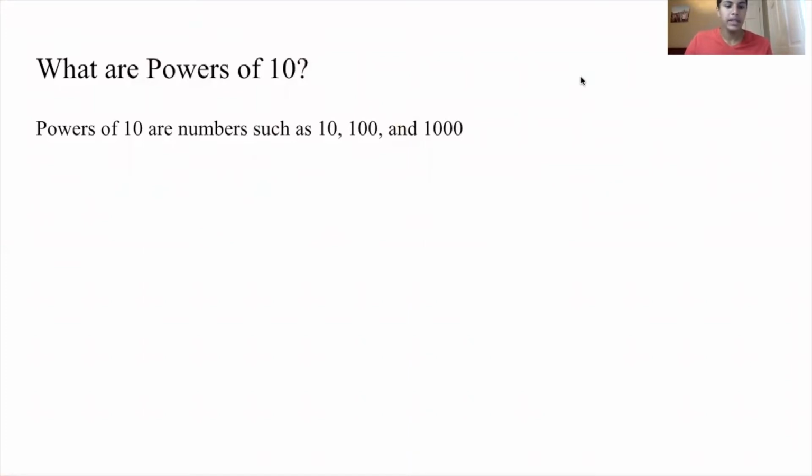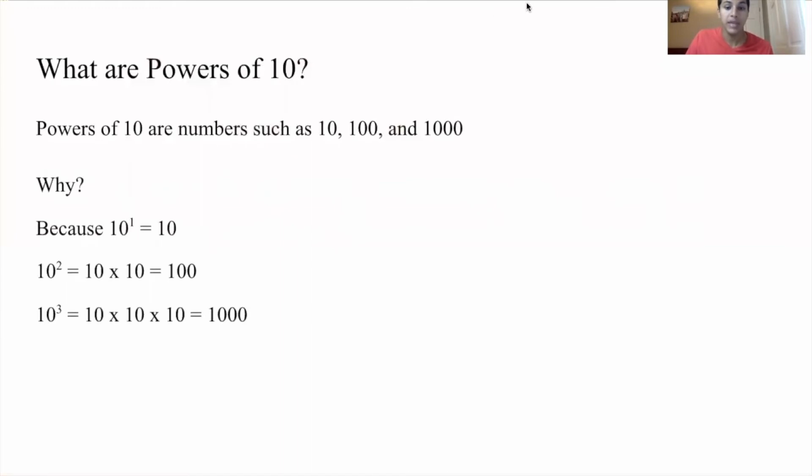They're basically just numbers such as 10, 100, or 1000. Numbers that start with 1 and end with lots of zeros. But why are those powers of 10? Well, it's because if we raise 10 to different powers, which are exponents, which means we're multiplying that by itself a certain amount of times, we get these numbers.